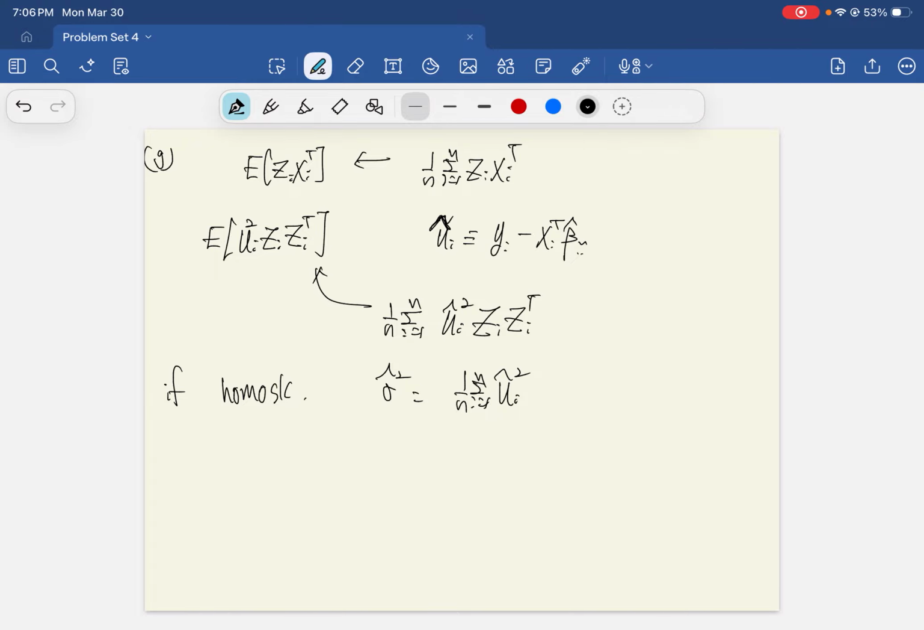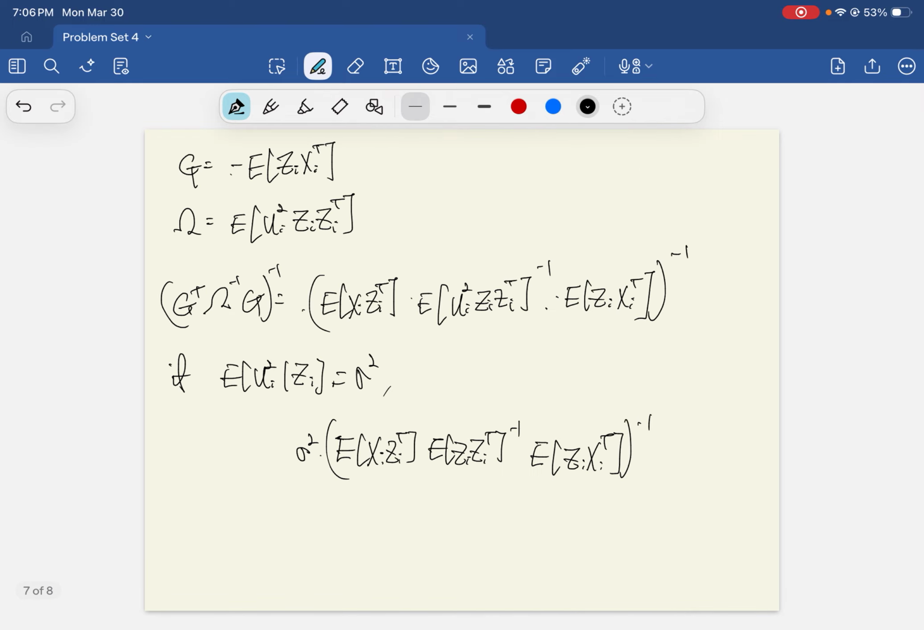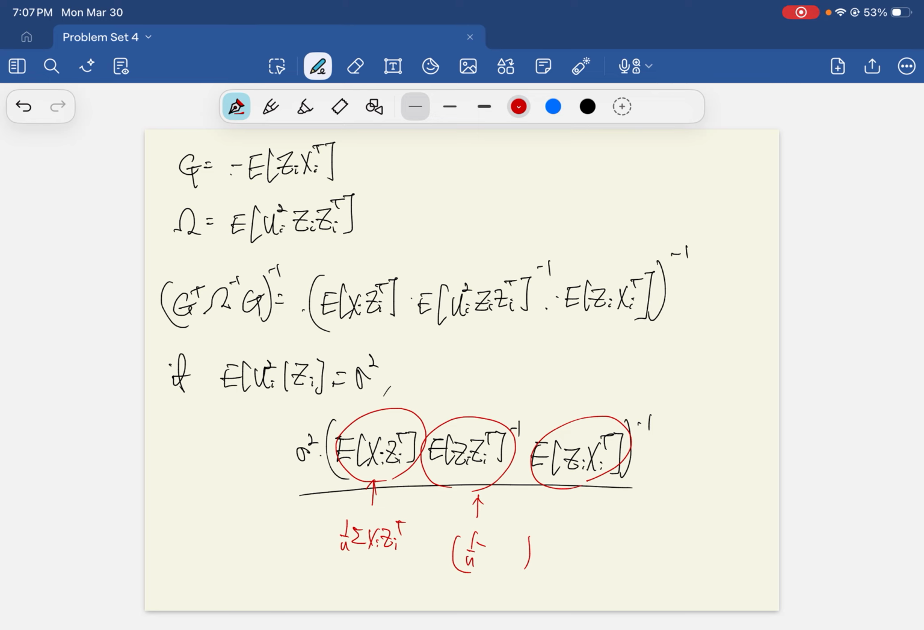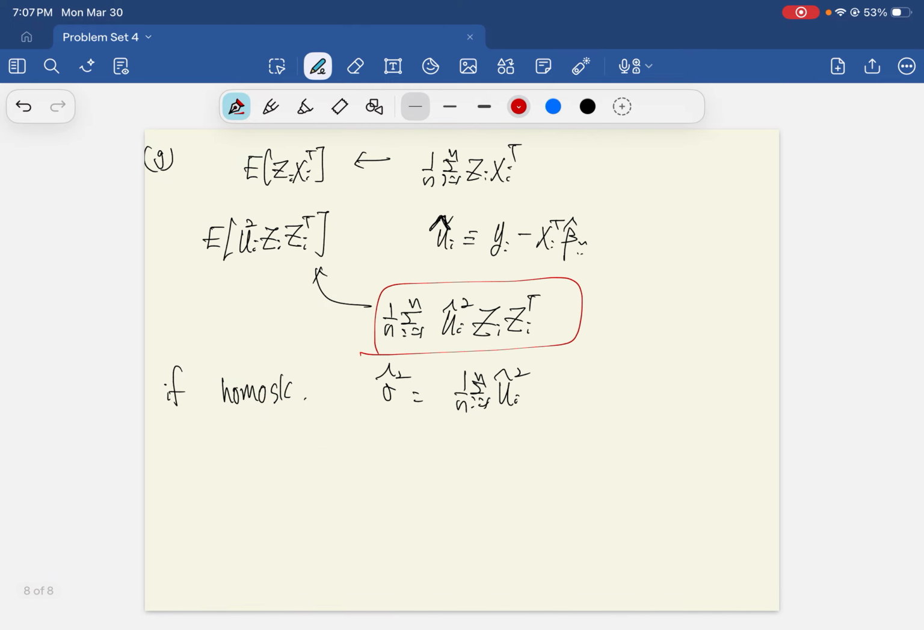So in the end, think about this. I just said you replace this with 1 over n sum of xi zi transpose. Also replace this with that. Also replace this with, say, 1 over n sum of zi zi transpose inverse. So if you need this, you can just use that, or if you need that, you may use this. So estimation of the variance is simple, but you have to understand what is available and what is not. That's the point.